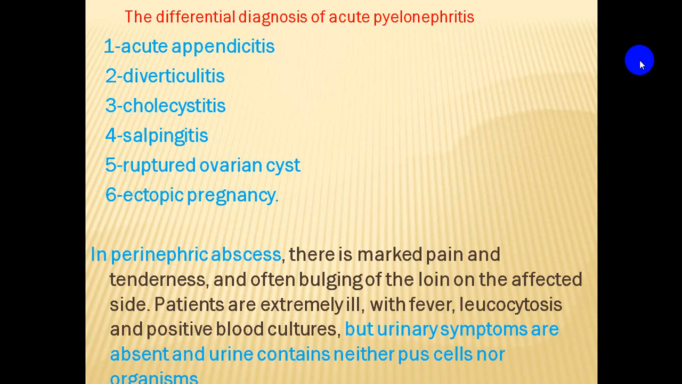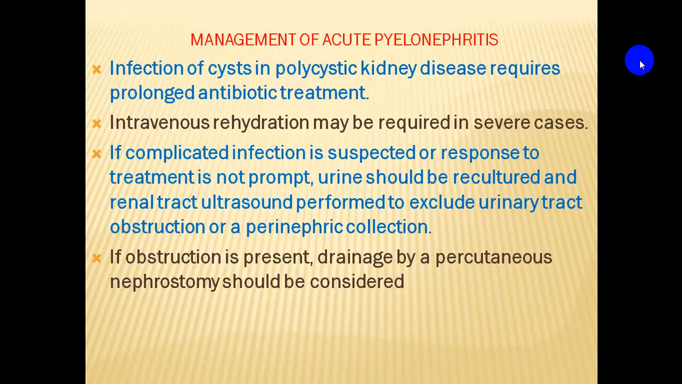Sometimes we have an entity which is the perinephric abscess. There is marked pain, tenderness, and bulging in the flank on the affected side. In this situation, although the patients are extremely ill, urinary symptoms are absent, in the sense that the patient may have no dysuria, no hesitancy, no frequency, and the urine contains neither pus nor organisms. So this is the difference between perinephric abscess and acute pyelonephritis.